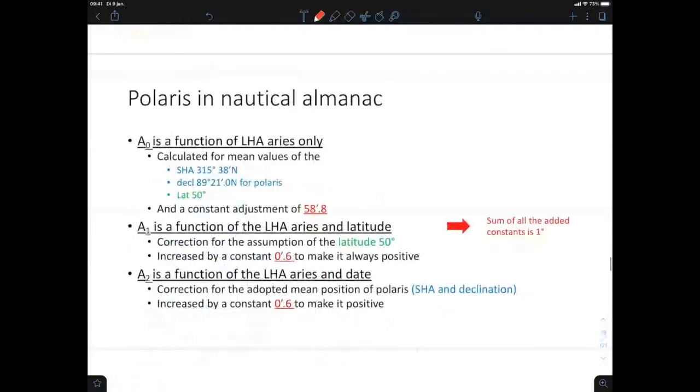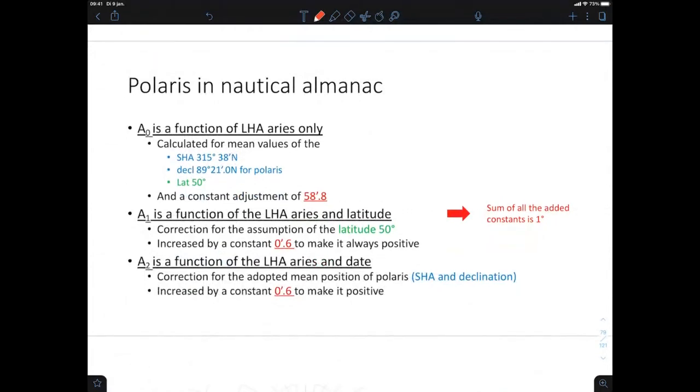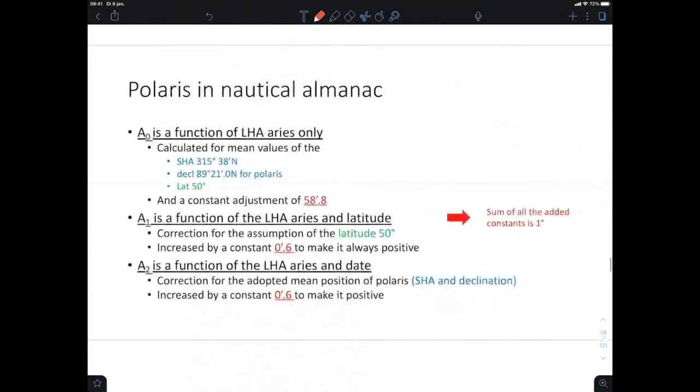Now, the 3 corrections, what are they based on? The first correction, A0, is in function of the local hour angle of Aries. This first correction is calculated for mean values of the SHA of Aries for the year. In this case, if you go to the nautical almanac, it will be for the year 2020. And there you find the value for A0 for mean values of an SHA of the value that you see here and a declination of 89 degrees 21 and at an assumed latitude of 50 degrees.